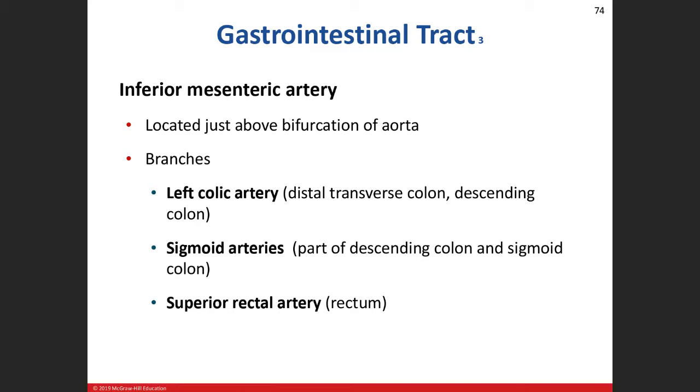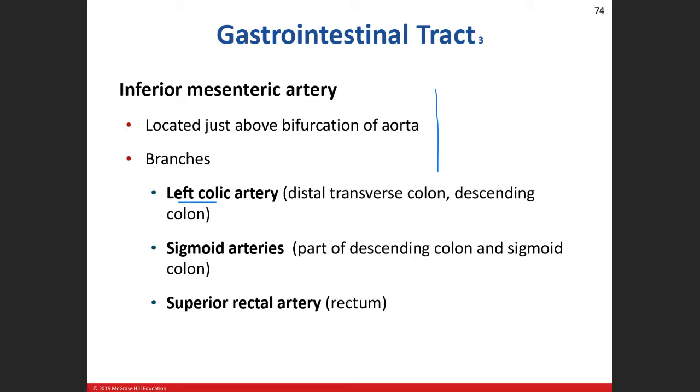All right, and then the other branch that we're going to talk about that comes off the descending abdominal aorta is the inferior mesenteric artery. This is just before the descending abdominal aorta bifurcates, before it splits into the left and right common iliacs. So we have 3 branches there.